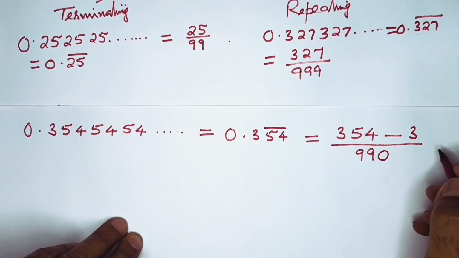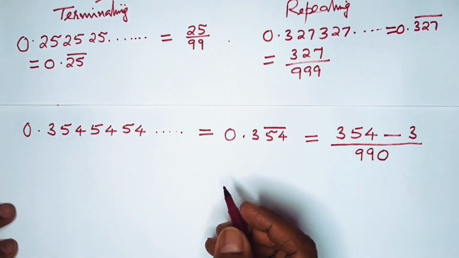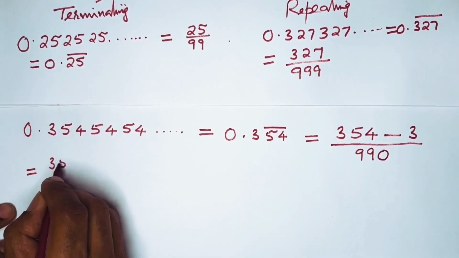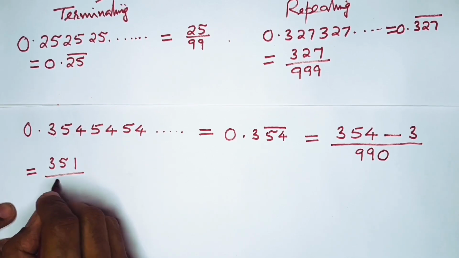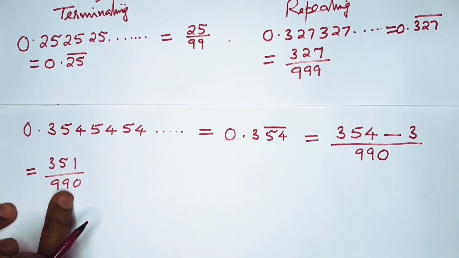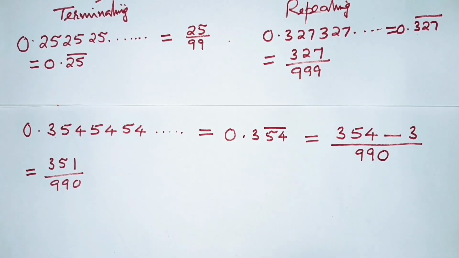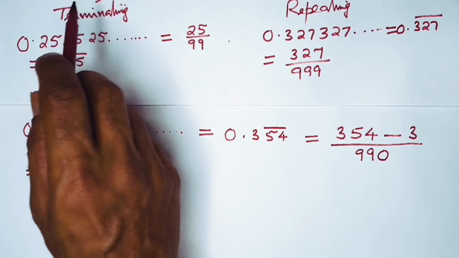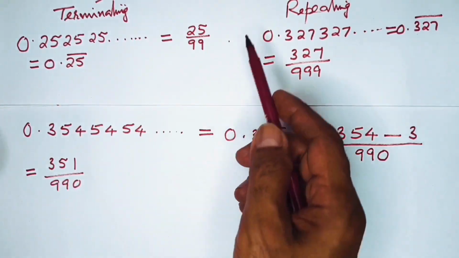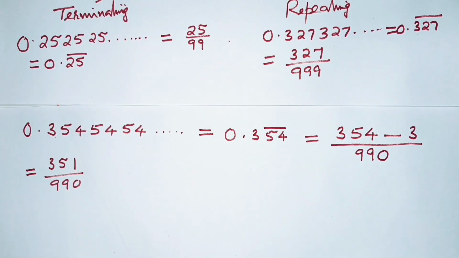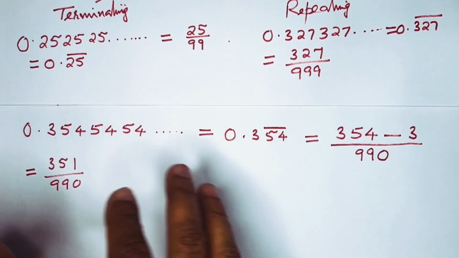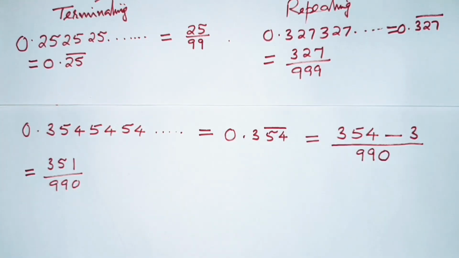Okay, then you simplify this. 354 minus 3 is 351 divided by 990. You just put this number in the calculator, you will get this number. So we have dealt with all kinds of rational numbers. Like I showed you here, terminating rational numbers and also non-terminating rational numbers. And the non-terminating rational numbers can be of different kinds. We have covered all kinds of rational numbers.